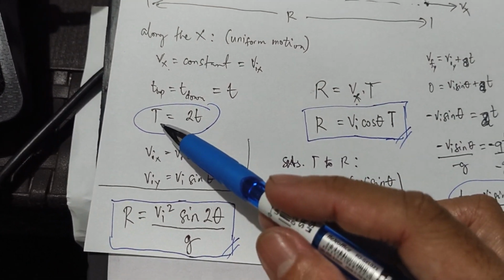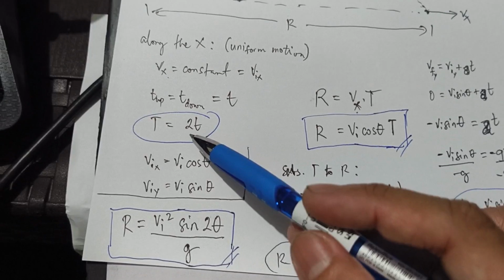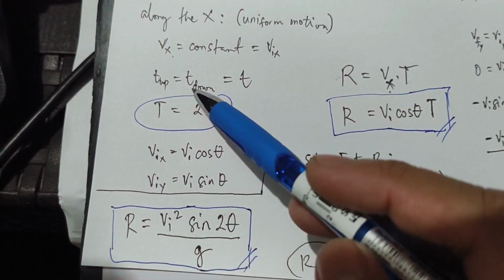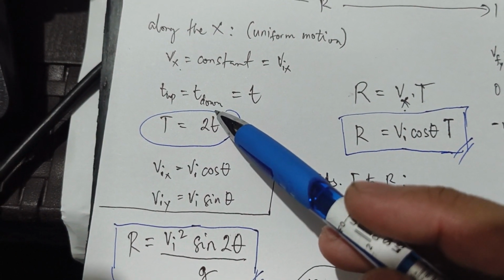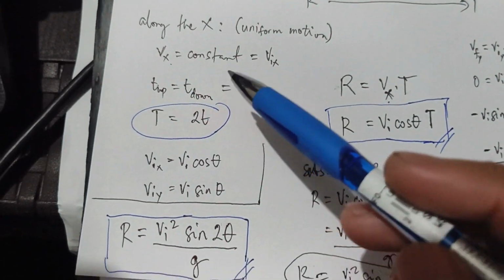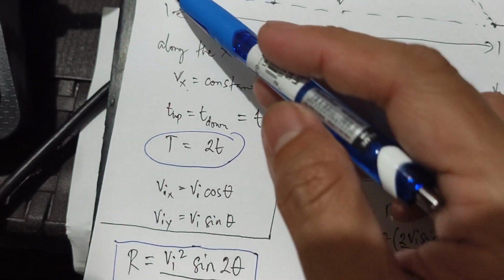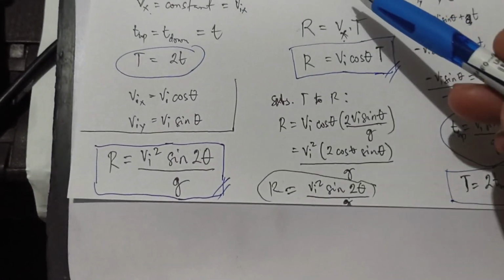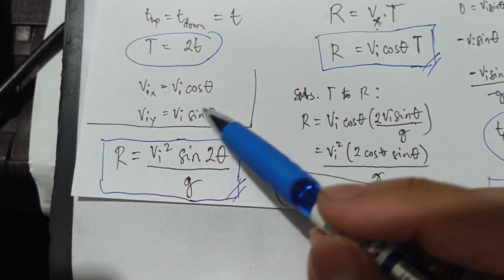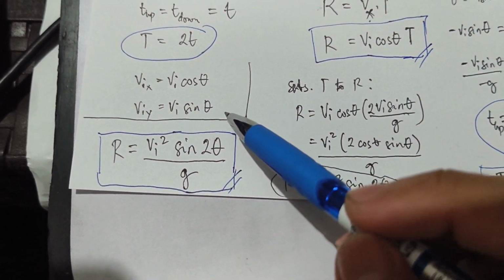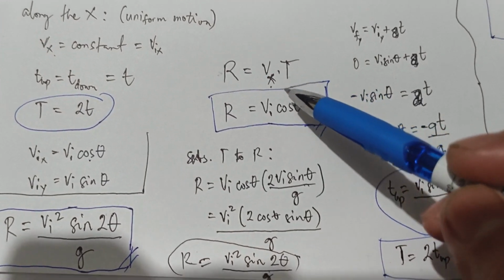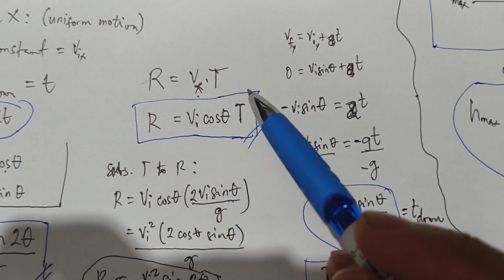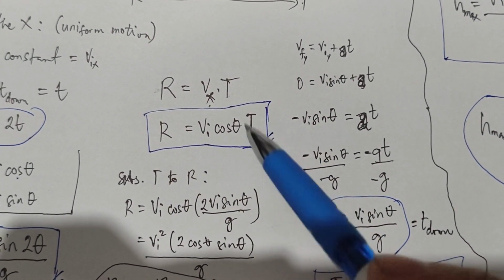The total time of flight is equal to twice the time to go up or the time to go down. Okay? T up is equal to T down. So, twice of that, or pag pinag-add mo sila, you will have the total time of flight. Okay? Yung total time na siya. Okay. Vix is equal to Vi cosine theta. Viy is Vi sine theta. From that, you can calculate the range equal to Vi cosine theta times the total time of flight.